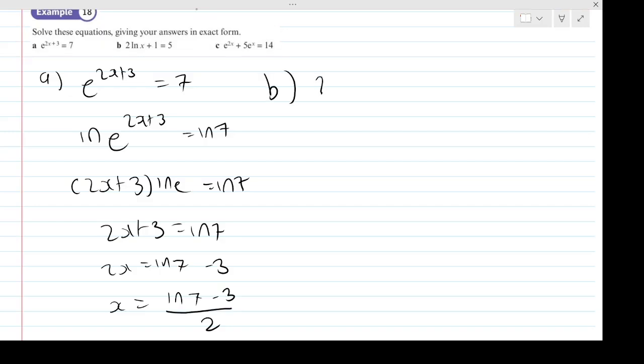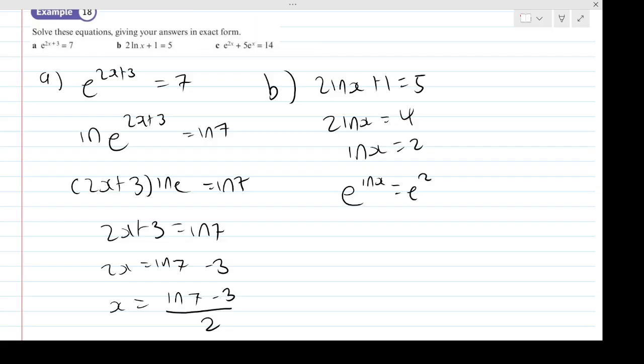Part B, we have 2 ln x add 1 is equal to 5. Right, so first thing I'm just going to rearrange to get ln x on its own. So 2 ln x is, if I take away 1, 4. So then ln x is 2, if I divide by 2. Now at that point, again, you can solve this many ways. Probably the best way is to raise by a power e, because obviously we're dealing with ln. So e to the ln x is e to the 2. Well, again, e to the ln x just goes to x. You can think of that as the e cancelling out with the ln. So then x is e squared.